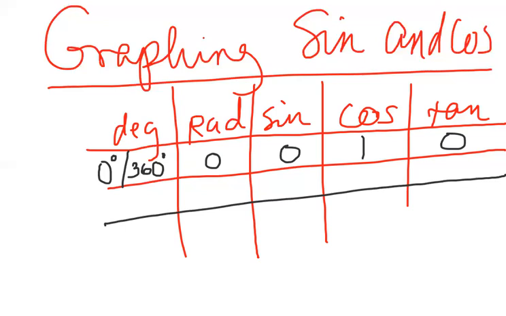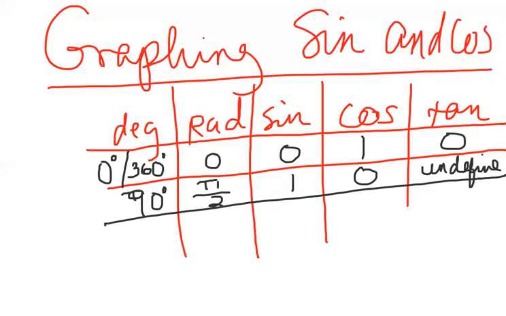Now, we're going to move on to the next quadrant. Actually, let's do 90 first for the degree measure. The radian measure would be pi over 2. Sine of pi over 2, because we're moving vertically, would be 1. Cosine would be 0, so the tangent would be undefined.